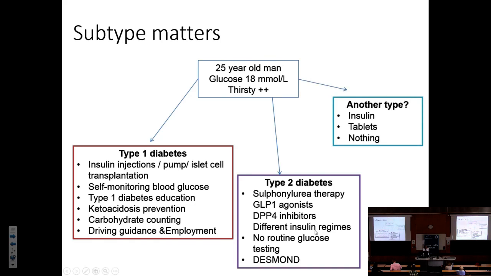But could he have something else? And if he has another type of diabetes, and there are lots of other types of diabetes, he might need insulin, he might need tablets, and in fact, there are some types of diabetes that don't need any treatment at all.